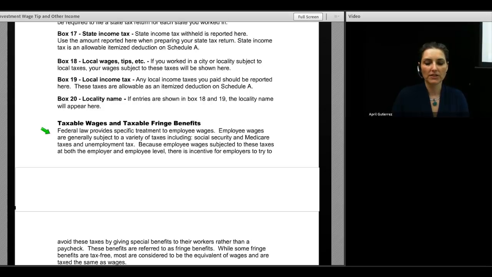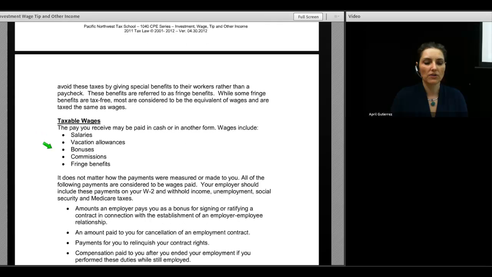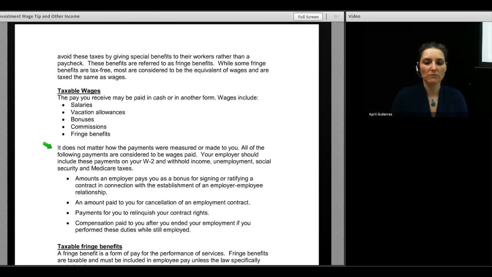And because employee wages are subjected to these taxes at both the employee and the employer level, there is a huge incentive for employers to try to avoid these taxes by giving special benefits to their workers rather than a paycheck. These benefits are referred to as fringe benefits. And while some fringe benefits are tax-free, most are considered to be the equivalent of wages and are taxed as if they are wages because, well, under the law, that's what they are.